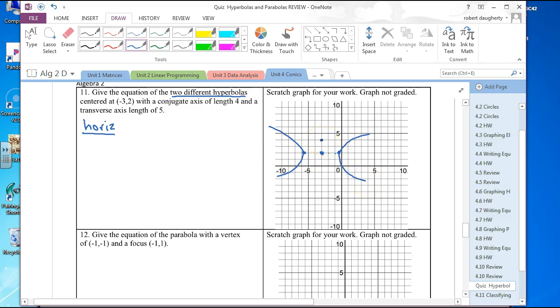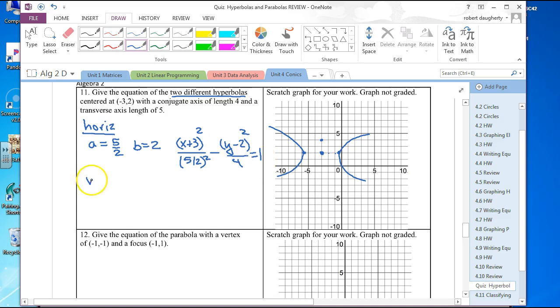So that tells me for the horizontal, I'm going to have A equal 2.5, B is equal to 2. So that is going to be (x plus 3) squared over (5/2) squared minus (y minus 2) squared over 4 equal 1.